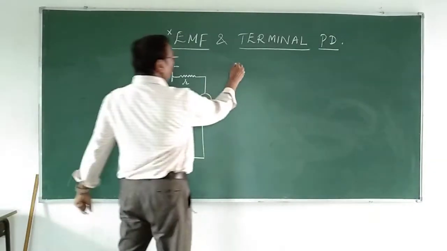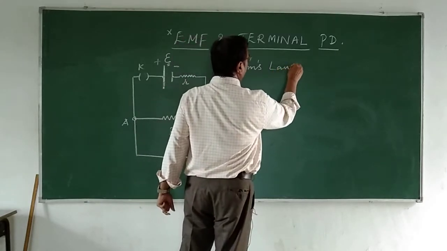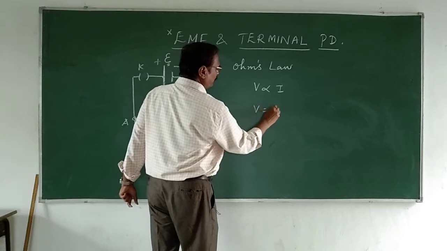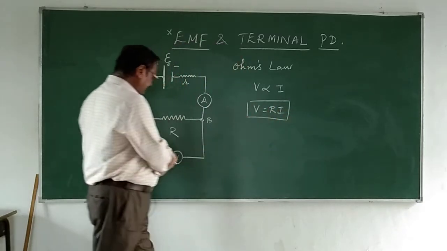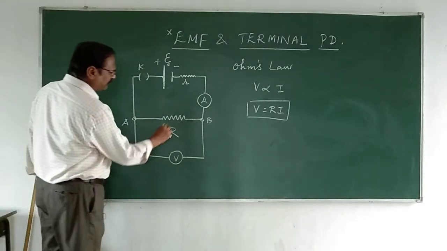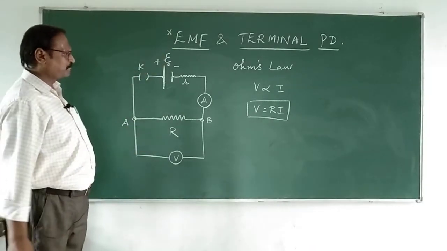So, according to Ohm's law, right? What does Ohm's law say? Ohm's law says V is proportional to I, or V is equal to R into I, where R is the resistance, which is the external resistance, and what I measure in between this is the potential difference or terminal PD, whatever you want to call it.